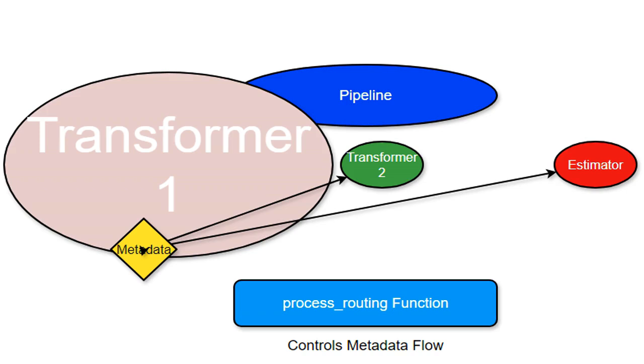This explains what the process_routing function does. It doesn't just let metadata go everywhere. It controls which parts of your pipeline, like transformers or estimators, get to see which bits of extra information. Think of this as controlling exactly which elements of the pipeline have access to which parts of the metadata information.